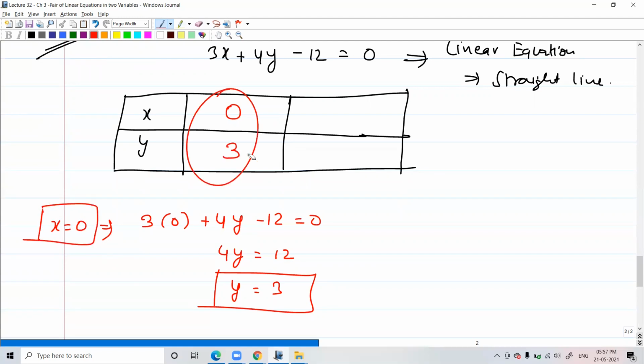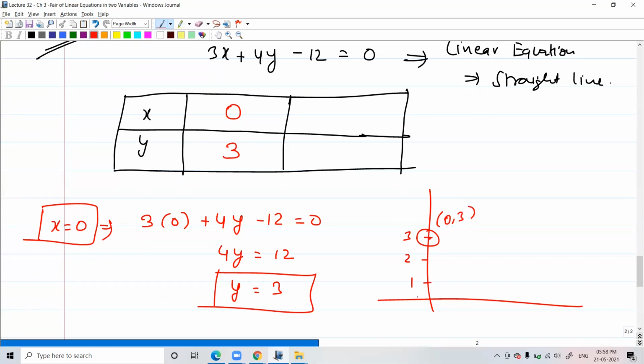So 0 comma 3, this is the first point on the graph sheet. On the xy plane, I can go to 0 comma 3 and put that point over there. So where will be 0 comma 3? On the x-axis it is 0, so you don't have to go left or right. That means it will be on the y-axis, and 3 means, let's say this is 3. So this will be your 0 comma 3. So this is your y-axis, this is your x-axis.